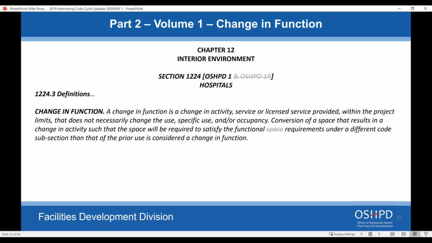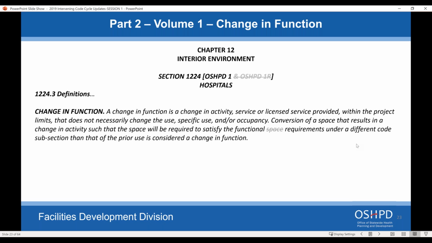We also removed OSHPD 1R from the hospital banner because it's no longer a hospital once it becomes 1R. Another important change, I think, is the definition of change in function. It used to be satisfied the functional space requirements under a different code, and we removed the word space. Because what we require for a change in function is that the functional requirements be met, not the space requirements.